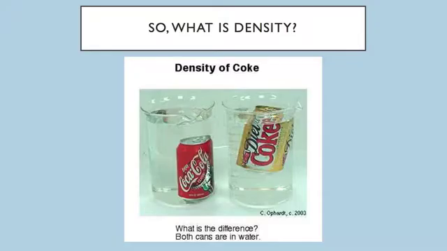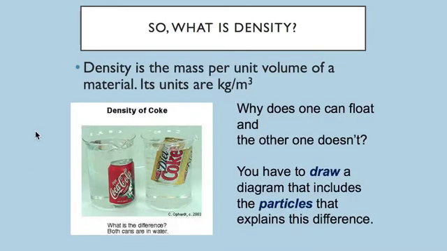Let's have a look at another example. So this is something you can try at home if you've got some different cans of Coke. So what will happen if you put normal Coke in water, it will actually sink down into the water, whereas Diet Coke will actually float. And the explanation of this helps us to describe what density is. So think about why you think that might be.